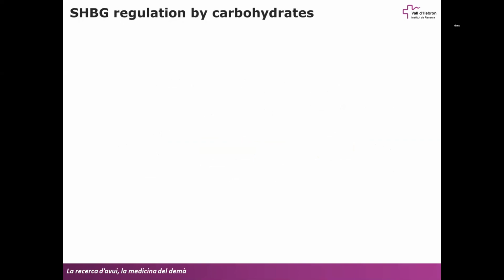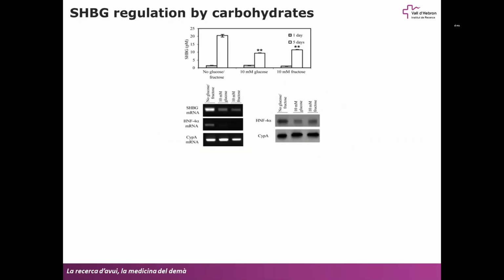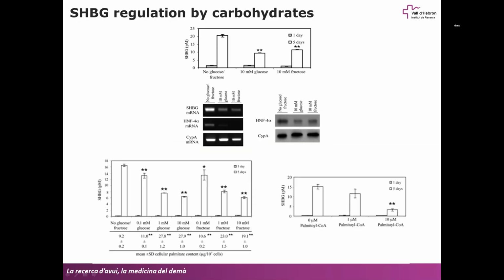So several years ago, we wanted to study how high carbohydrate diets affect the SHBG production, and the first thing that we did is use our in vitro model, and we gave these cells different amounts of glucose or fructose, and we saw that the accumulation of the protein was reduced when you treat it with carbohydrates. We checked that at the RNA level, and we saw that the high carbohydrate diet reduces the amount of the HNF4, which is the activator of the transcription.